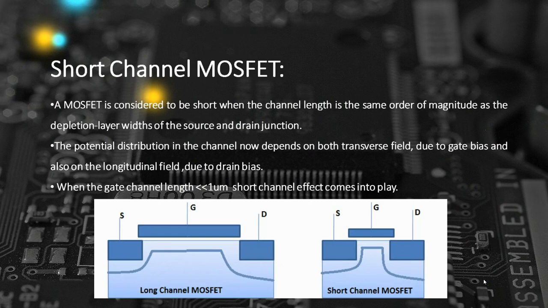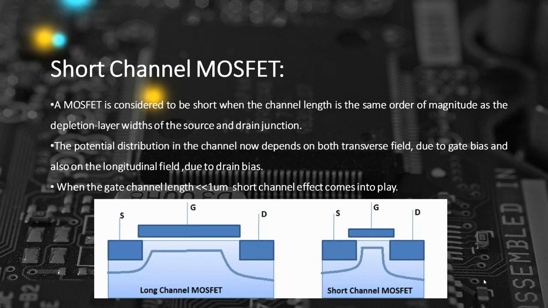First of all, what is a short channel MOSFET? A MOSFET is considered to be short when the channel length is of the same order of magnitude as the depletion layer width of the source as well as the drain junction. So the potential distribution in the channel now depends upon both the transverse field due to the gate bias and also on the longitudinal field due to the drain bias. When the gate channel length is well below 1 micrometer, the short channel effects come into play.